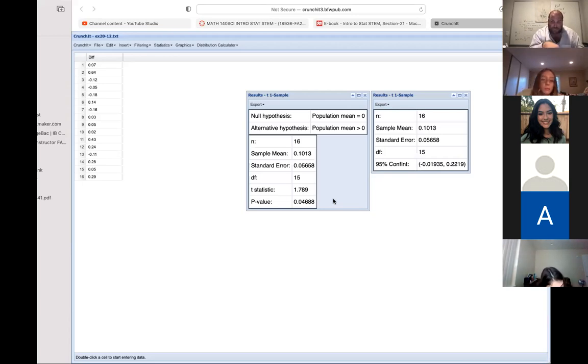Is it 0.05658 times the square root of 16? Yes, that's exactly what it is. 0.05658 times 4, which is the square root of 16. And what did your calculator give you for the p-value?